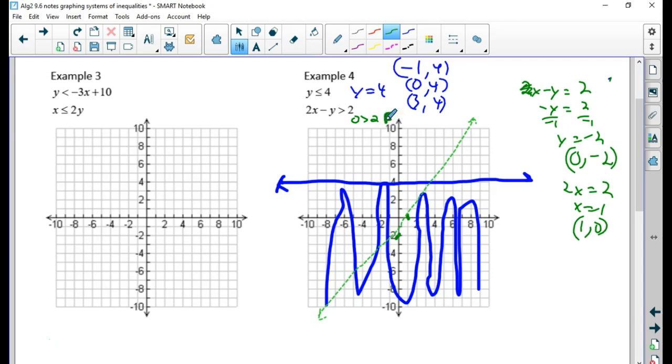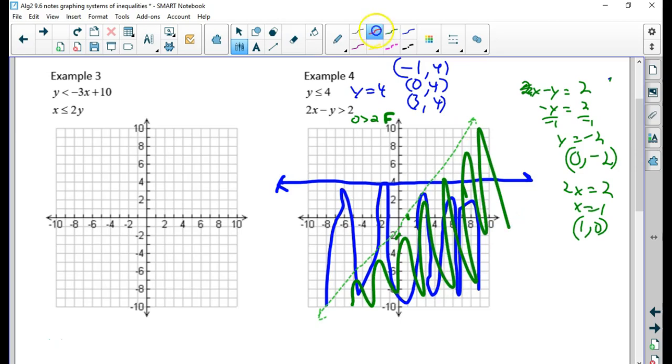So I tested the origin and found out it's false. Well, if it's false, that means I'm going to shade the other side of the dotted line, which is over there. Now, remember, when we're doing this, we're trying to find out where there's blue and green, both. So that is going to be this area here, and that's my solution.